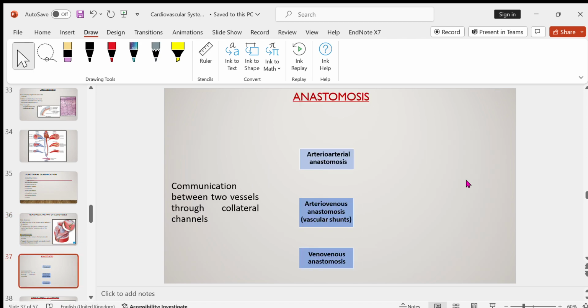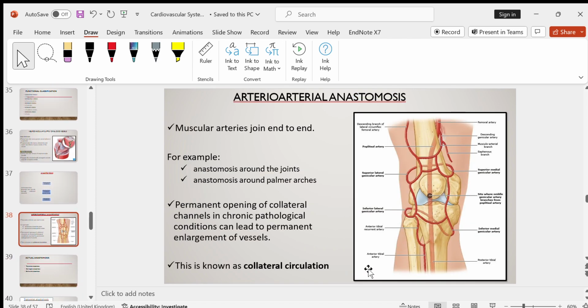Now we'll briefly discuss the types of anastomosis. Anastomosis is a communication between vessels to form the collateral circulation. The three types of anastomosis are the arterioarterial anastomosis, that is between two arteries, the arteriovenous anastomosis, that is between the artery and the vein, and the venovenous anastomosis, that is between two veins.